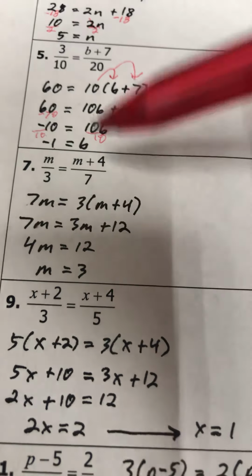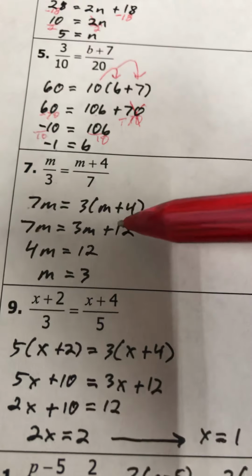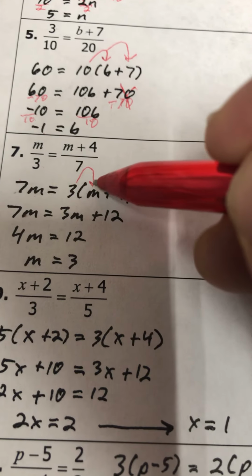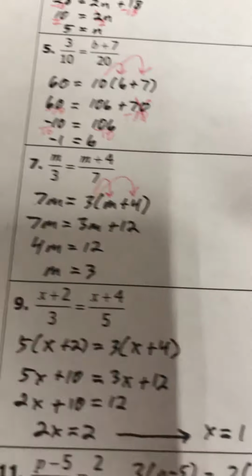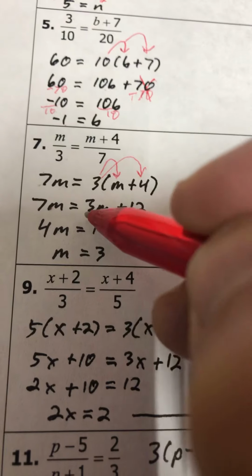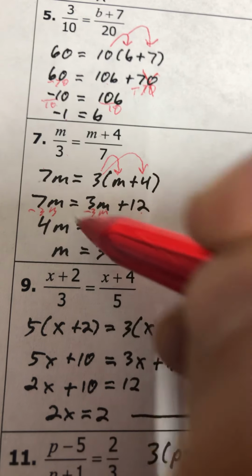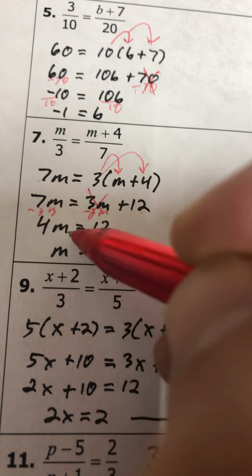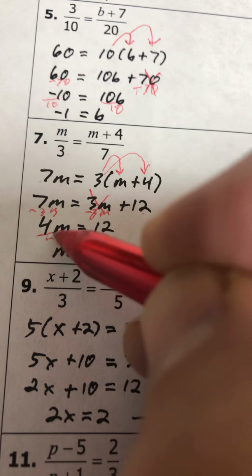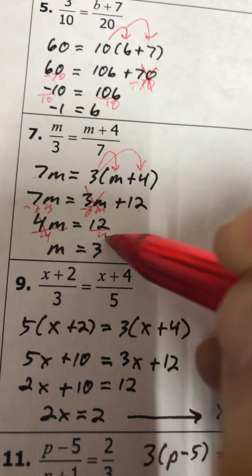Distributive property again for this one. 7 times m is 7m. 3 times m plus 4. I distribute my 3. 3 times m becomes 3m. 3 times 4 becomes 12. I'm going to subtract 3m from both sides. So these cancel out. That's why I did it. 7 minus 3 is 4m. I'm going to divide by 4. These cancel out. That's why I did it, to get m by itself. 12 divided by 4 is 3.